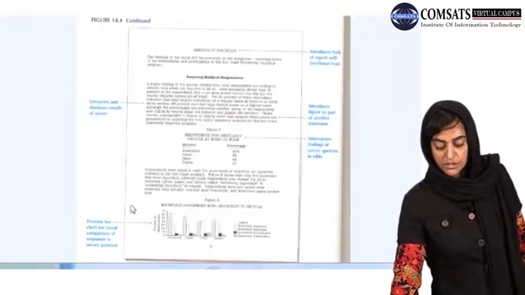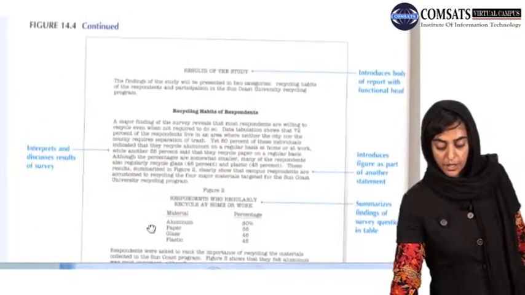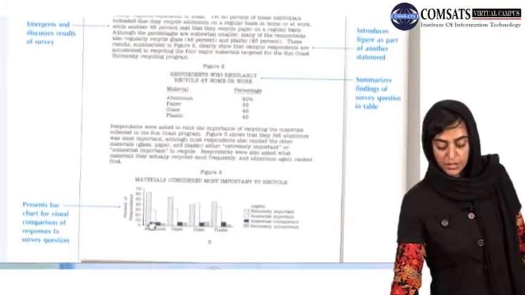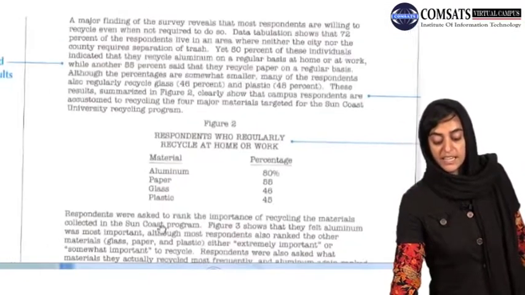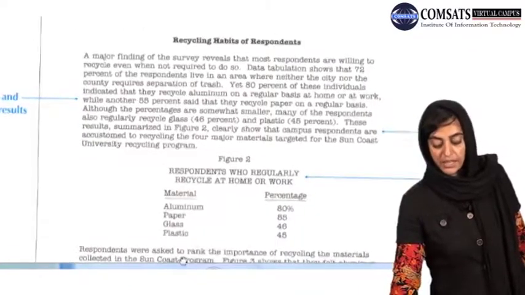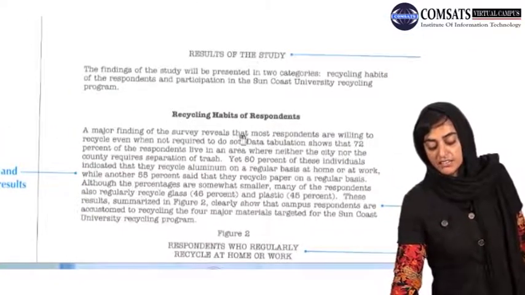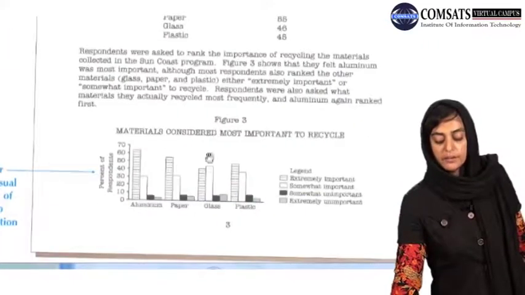Here, dear students, this is page number 3 of the report. As mentioned in the table of contents, the recycling habits of the respondents should be on page number 3. And yes, we find that this heading, recycling habits of respondents, is on page number 3. Have a look again.